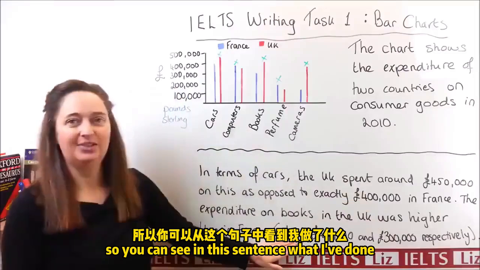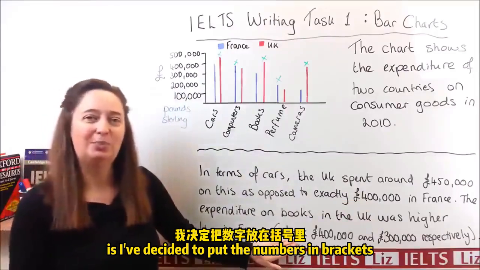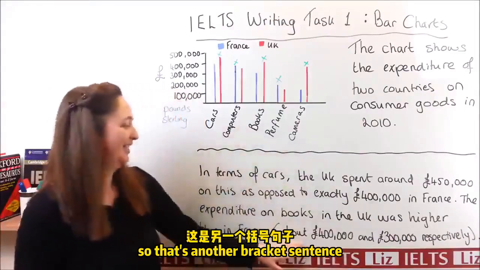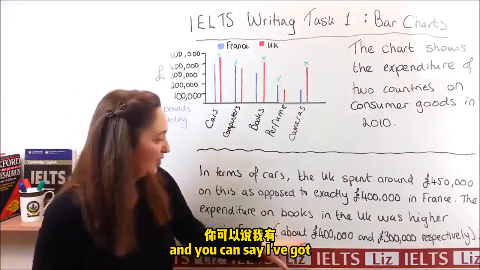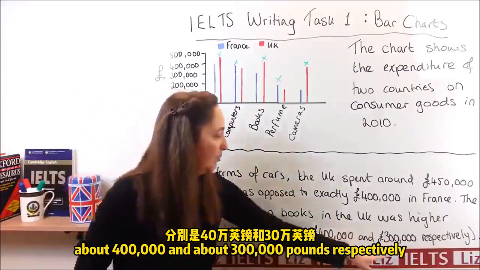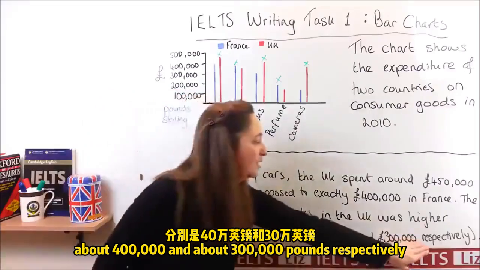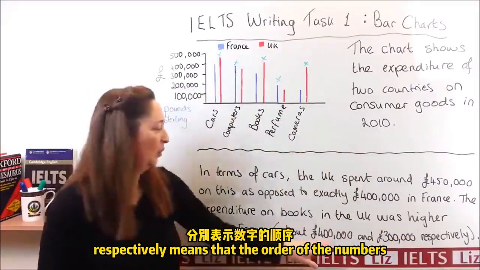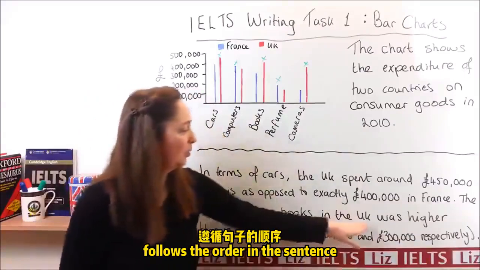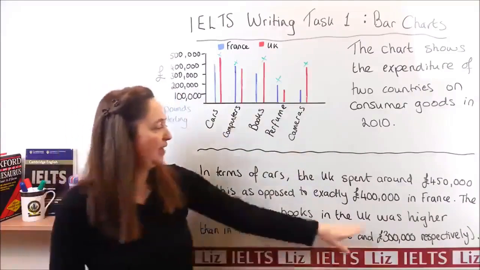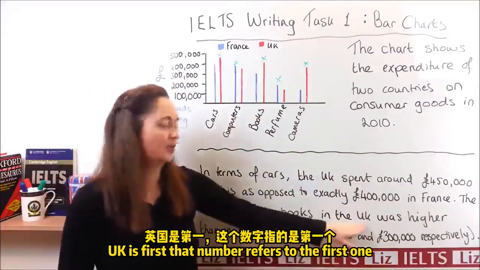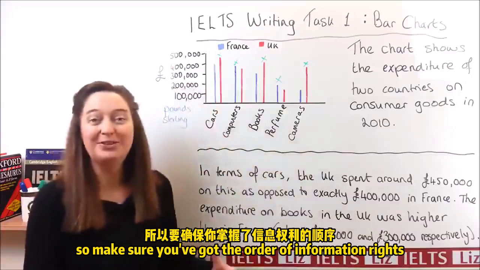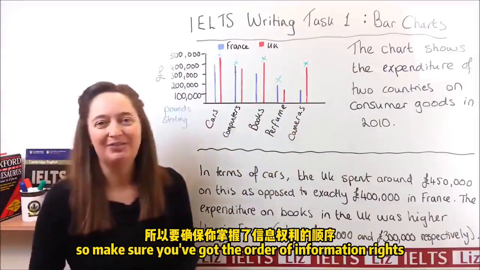So you can see in this sentence what I've done is I've decided to put the numbers in brackets. So that's another bracket sentence, and you can say I've got about 400,000 and about 300,000 pounds respectively. Now, respectively means that the order of the numbers follows the order in the sentence. UK is first, that number refers to the first one. The second number refers to the second one. So make sure you've got the order of information right.